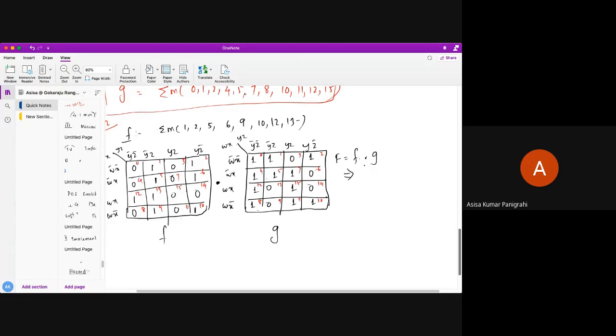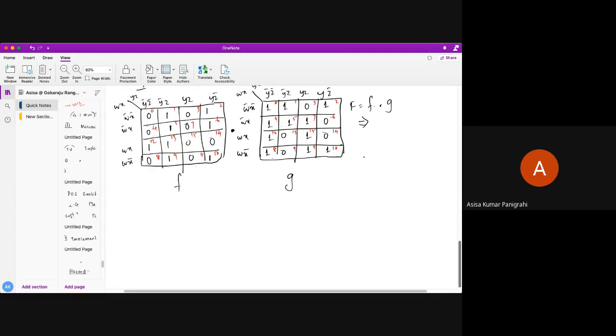Am I correct, students? Did you all understand what I have told you? So if I do the AND operation, what is the AND operation? Can you tell me, anyone? This is my f, this is my g. So I'll get f and g. What is my AND? 0 0 0 1 1 0 1 1. So if it is 0 0 0 0 0 1, what do you understand from this?